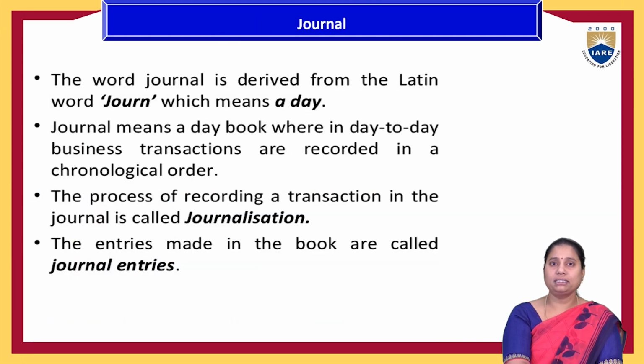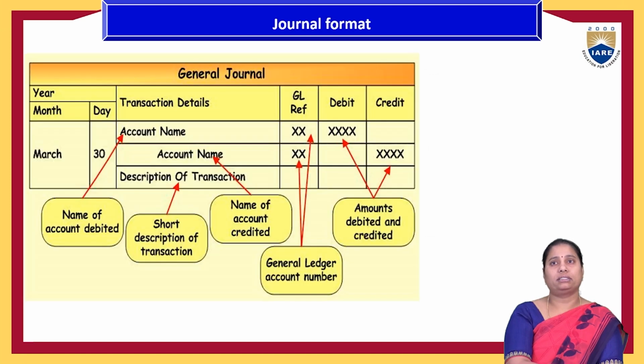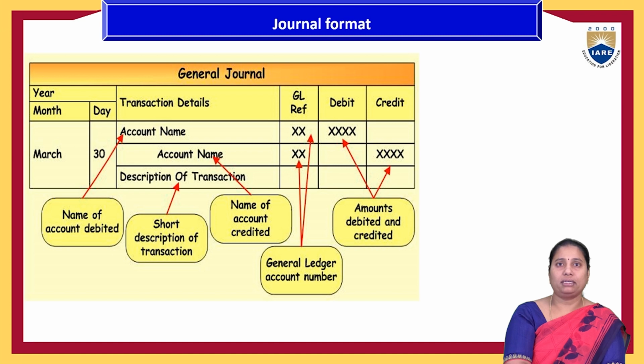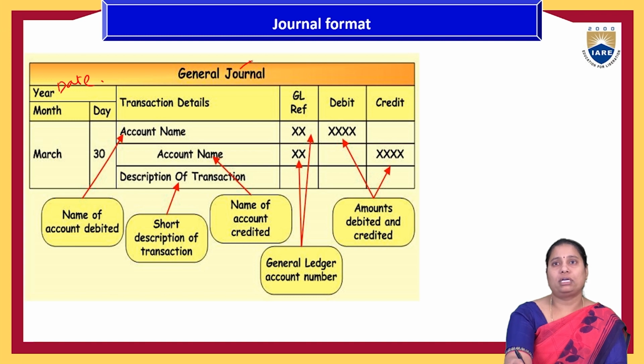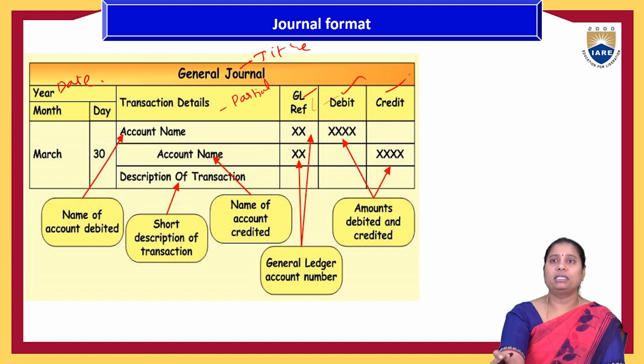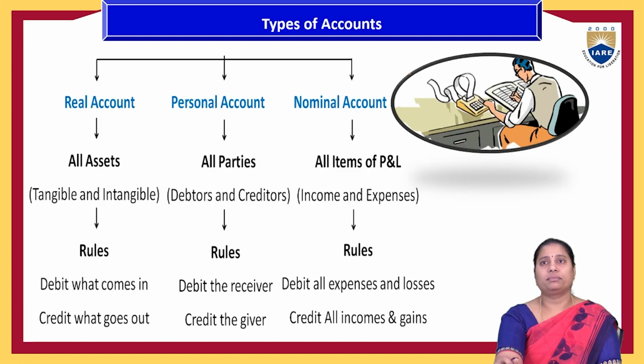The next thing is that the accounting process starts with journal entries, and this is the journal format: the date column, the title, the particulars column, the ledger or general ledger reference column, and the debit and credit columns.